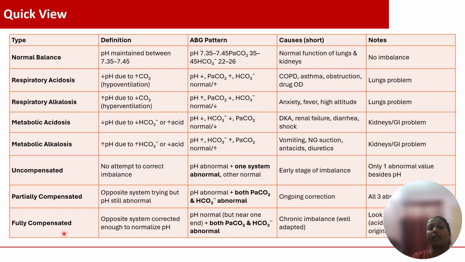Uncompensated, partially compensated, and fully compensated. During the uncompensated time, pH is abnormal, one system will be abnormal, and the other will be normal. In partially compensated, pH is abnormal, and both carbon dioxide and HCO3 bicarbonate will be abnormal. Fully compensated, in that pH will be normal, and both the carbon dioxide and the bicarbonate will be abnormal.